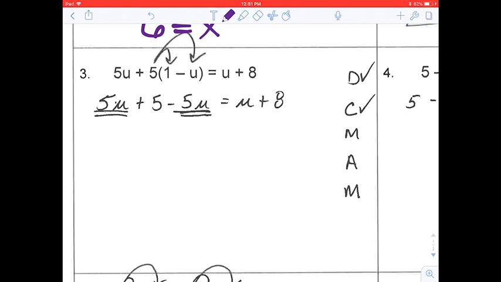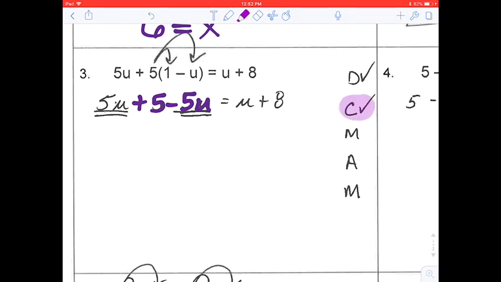Number 3. Again, they started the problem for us. We have to finish it. Those arrows in the first step tell me that they did the distribution. They multiplied 5 times 1 minus u. That gave me positive 5 minus 5u.